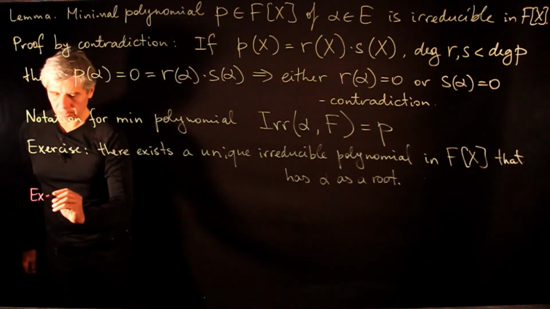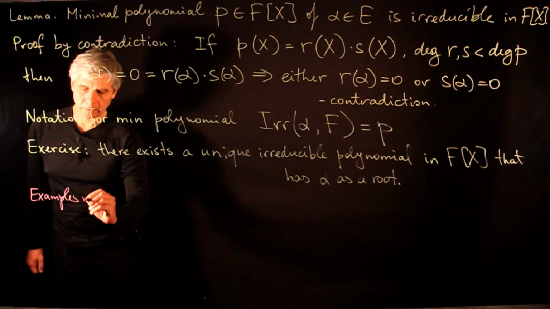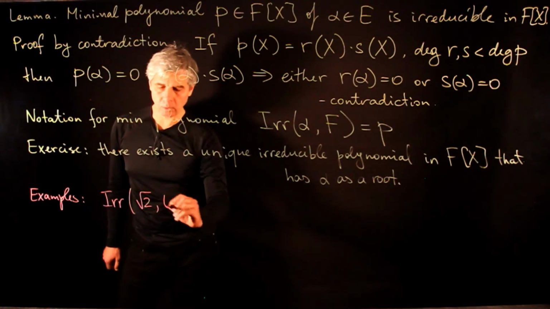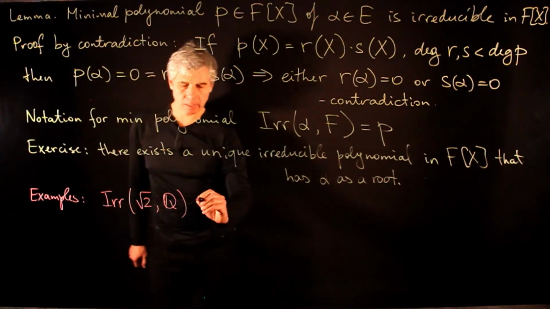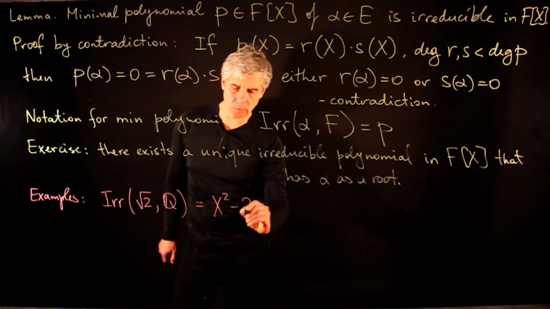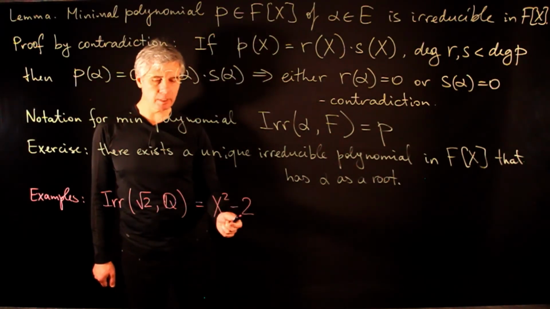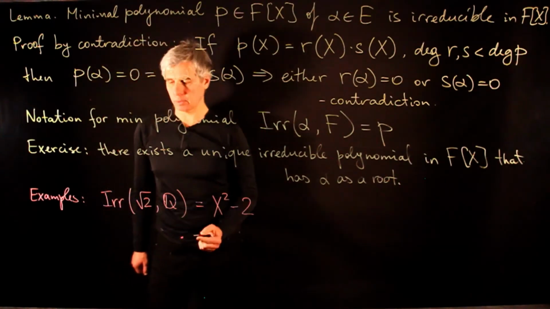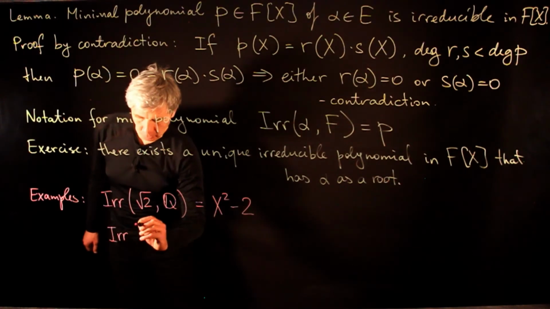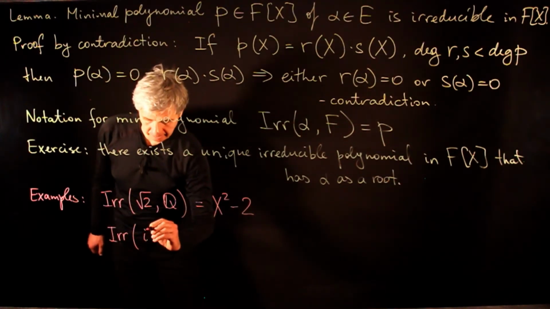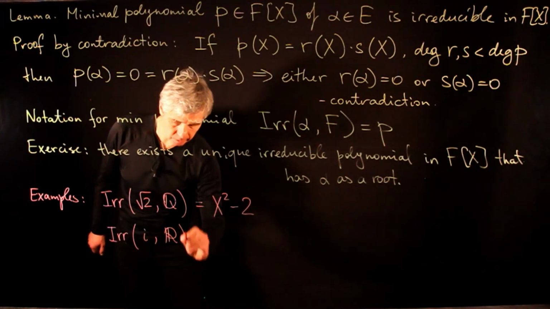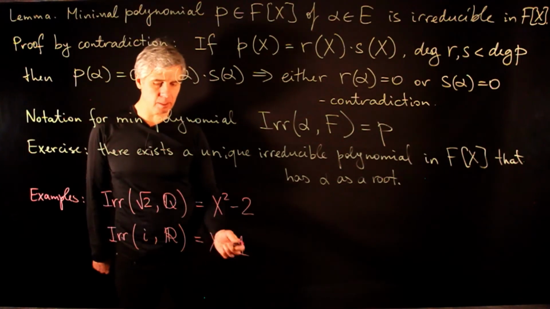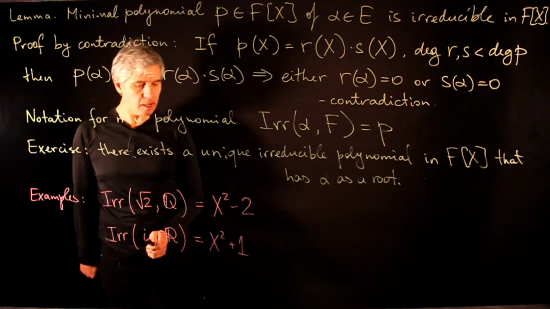As examples, we see that the minimal polynomial of the square root of 2 over the field of rational numbers is x squared minus 2. This polynomial is a monic irreducible polynomial in Q[x], and it has the square root of 2 as its root. And the minimal polynomial of i over the field of real numbers is x squared plus 1. Again, this polynomial is irreducible in R[x] and has i as a root.